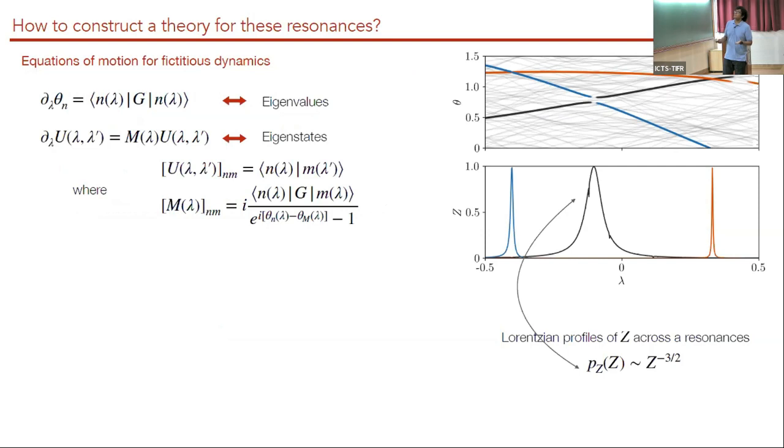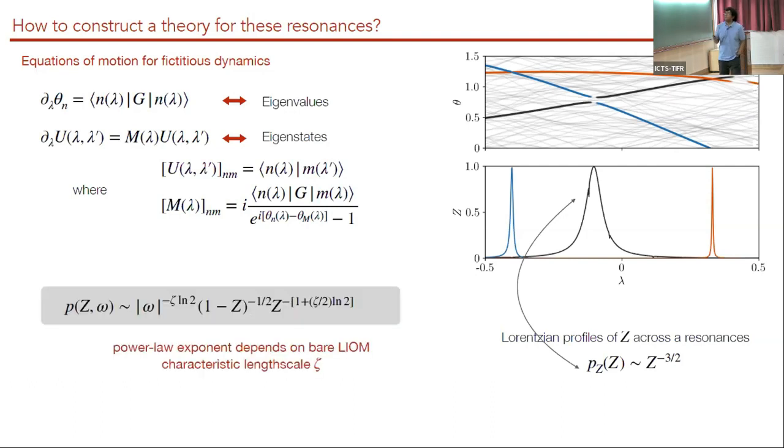So the way we set it up, and this is the only marginally technical slide that I have, is we write down the equation of motion for these fictitious dynamics. We have an equation of motion for these eigenvalues, and we have an equation of motion for the eigenstate overlaps, where you can see that the correlation between the matrix element and the spectrum manifestly enters. I'm not going to go into the details of how we go about solving this, but we actually can make a lot of analytical progress, and we eventually get a joint distribution.